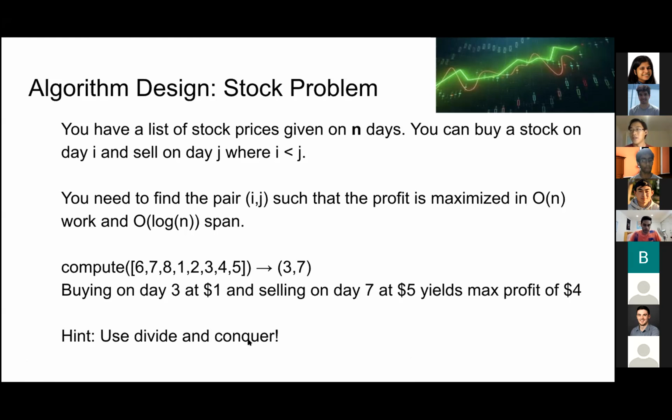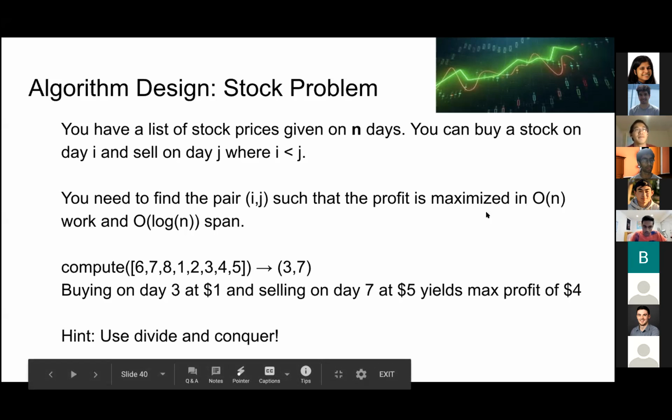And you need to find the pair i, j such that you maximize your profit. You can make only one transaction, so you buy once and then you sell once. And you want to figure this out in O of n work and O of log n span.